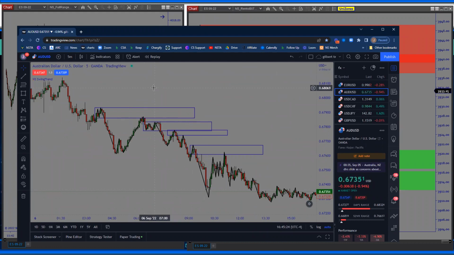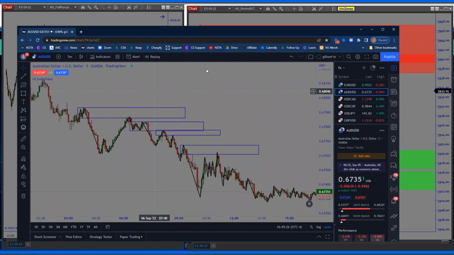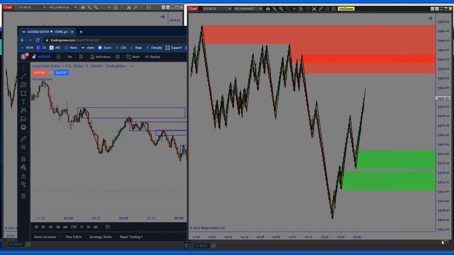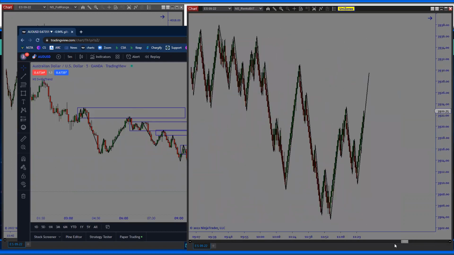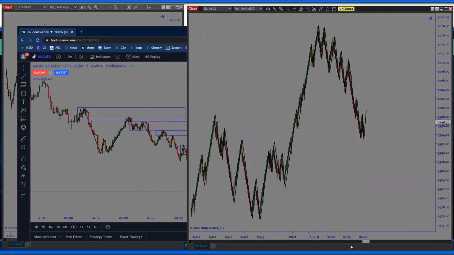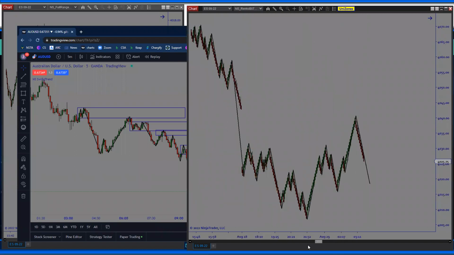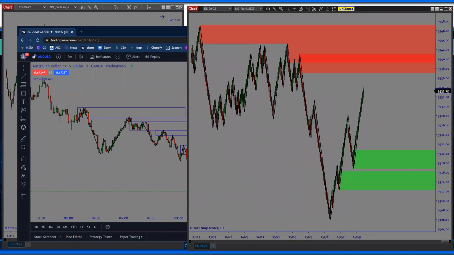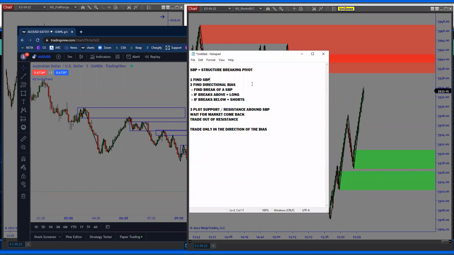When you break a structure breaking pivot, that is when your bias changes. So let's go back to our rules, so you have it one more time, and then I'm going to continue on and we'll answer questions. Oh, I got rid of my drawing tools. Okay, find your structure breaking pivots, find your directional bias, that's based on the break of a structure breaking pivot, plot support and resistance around the structure breaking pivots, and there you go.